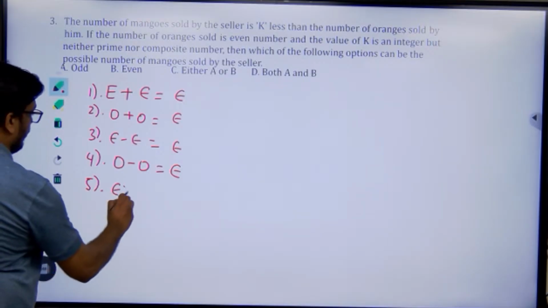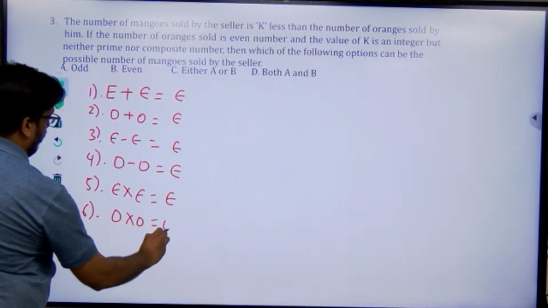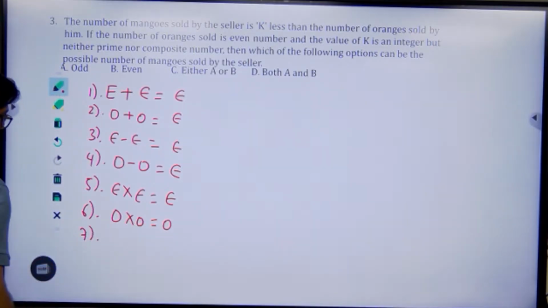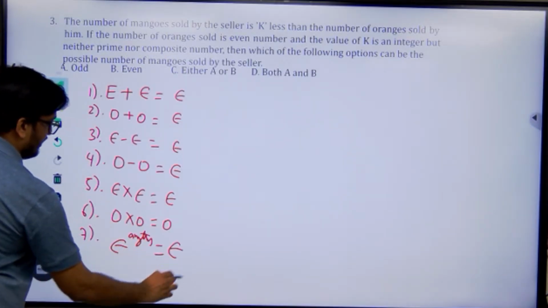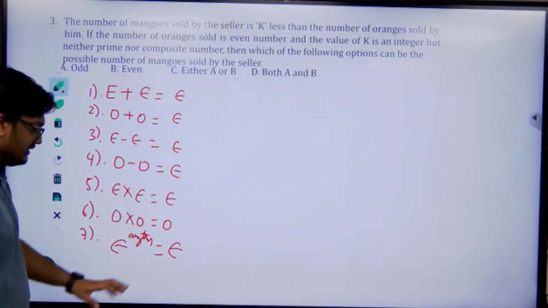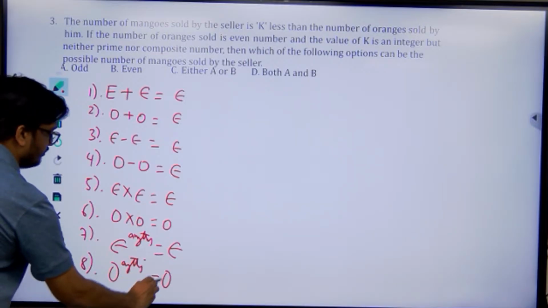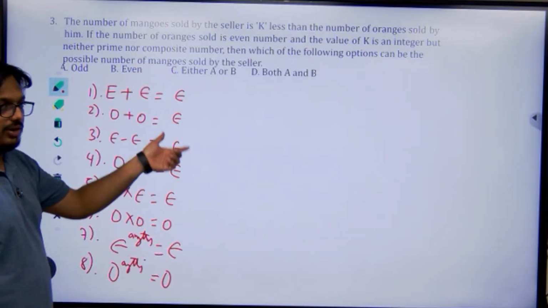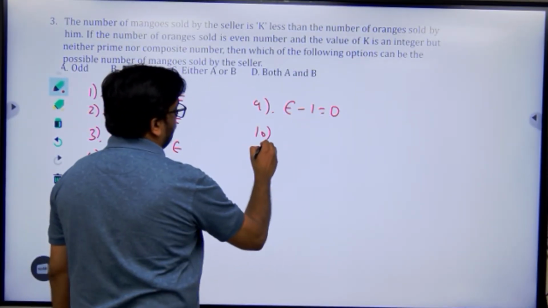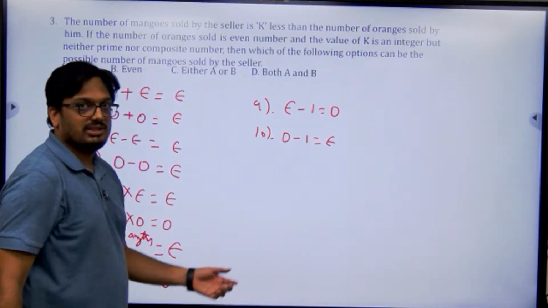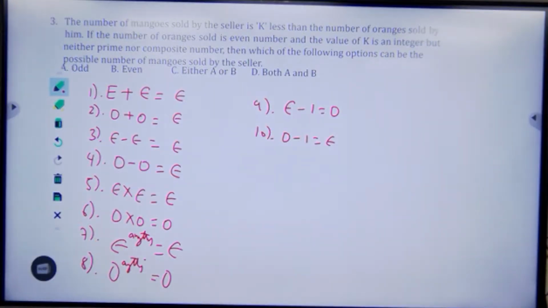And even into even is even, odd into odd is odd. Even power anything is always even, and odd power anything is always odd. These are all important. Even minus 1 is odd, odd minus 1 is even. These are the important concepts, because every year they will ask one question related to this concept.